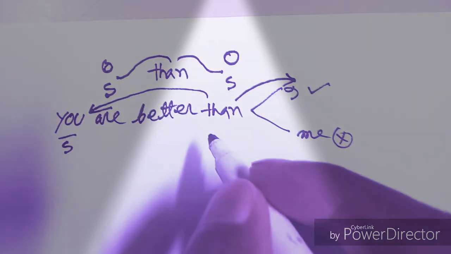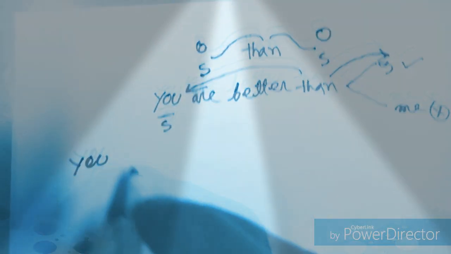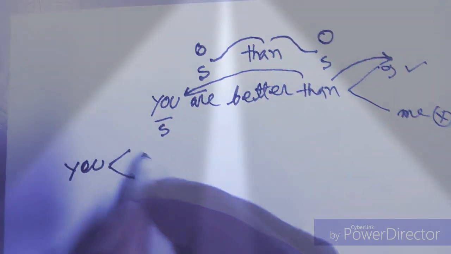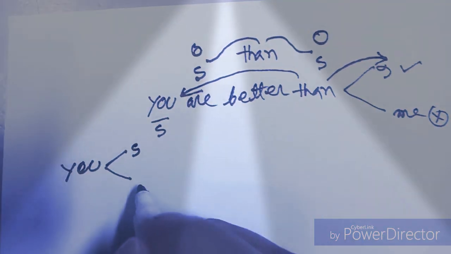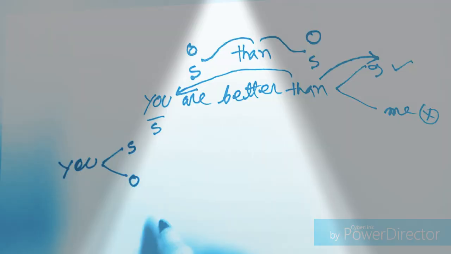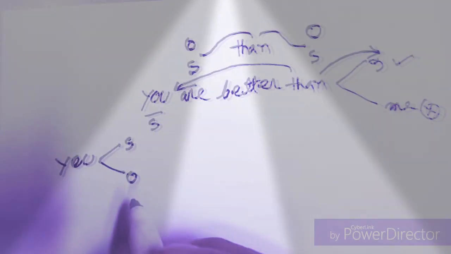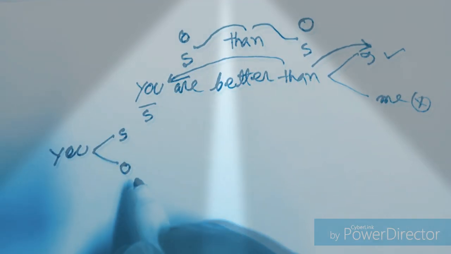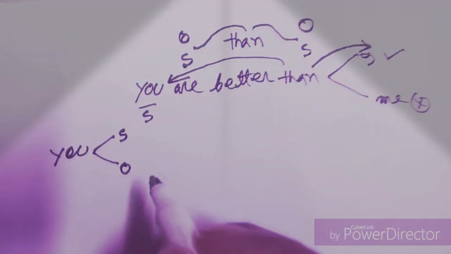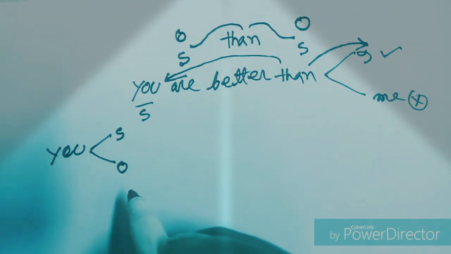I think you understand. And you are subject also, you are object also. You are subject also, you are object also. Now you can ask me, sir, how do I understand that you are subject also and you are object also?